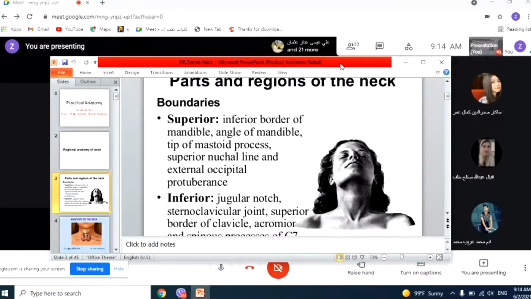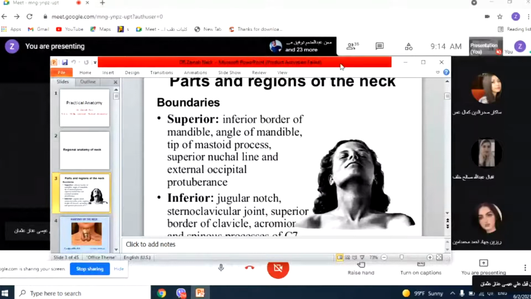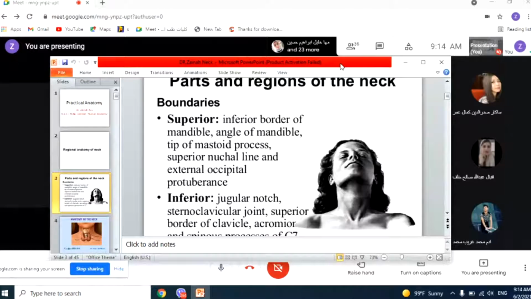Also, the neck is highly flexible. This flexibility allows the head to turn and flex in all directions. So this is the definition of the neck and its function.